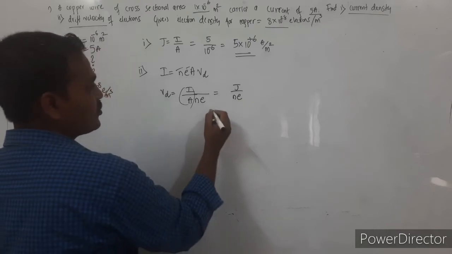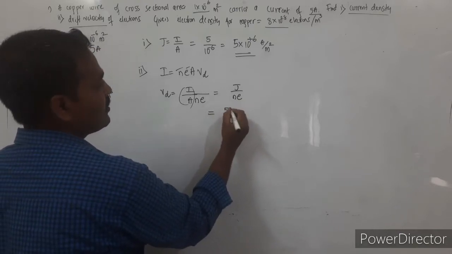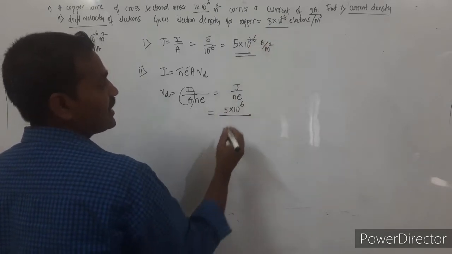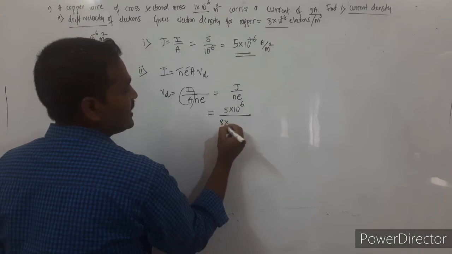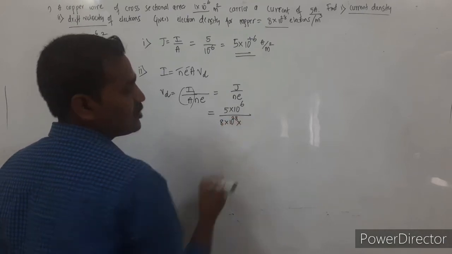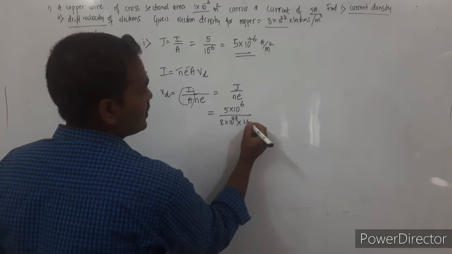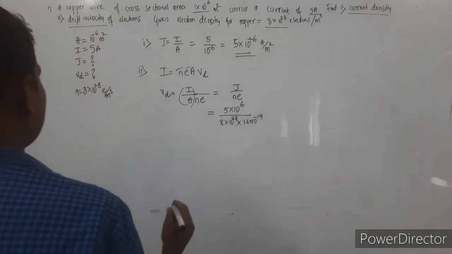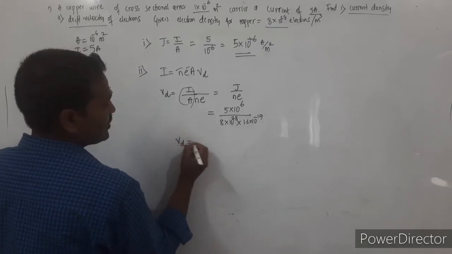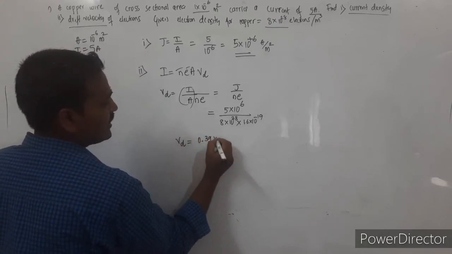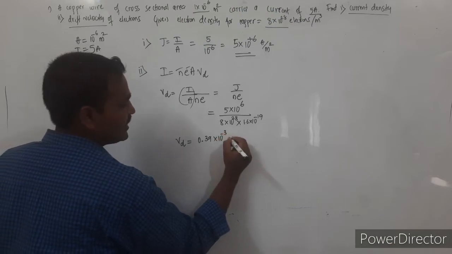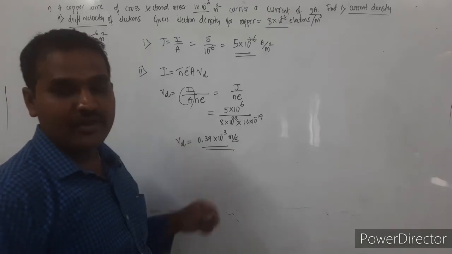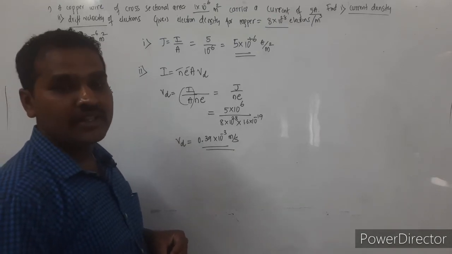Let us substitute the values here. J is 5 into 10 to the power of 6. N is the electron density of the copper, 8 into 10 to the power of 28, into the charge of 1 electron, 1.6 into 10 to the power of minus 19. After calculating this we get the value of drift velocity as 0.39 into 10 to the power of minus 3 meter per second. So this is the drift velocity of the electrons for the given data.